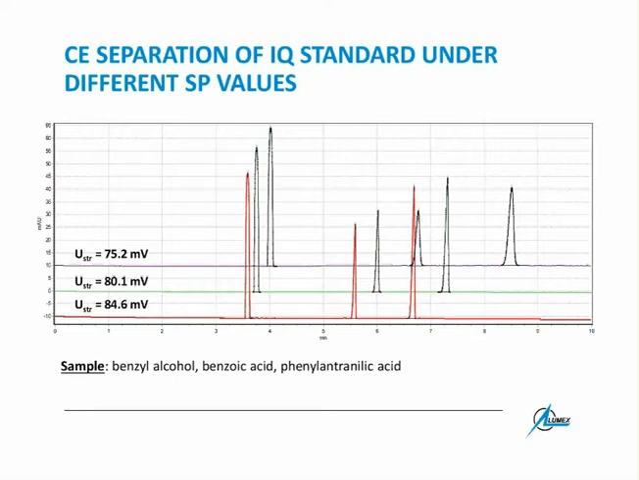irreproducibility in migration times. But this irreproducibility can be directly connected with the different values of streaming potential. You see on the upper trace it is about 75 millivolts, and on the bottom trace it is 84 millivolts, and we can measure it.